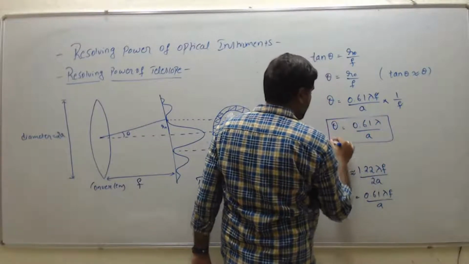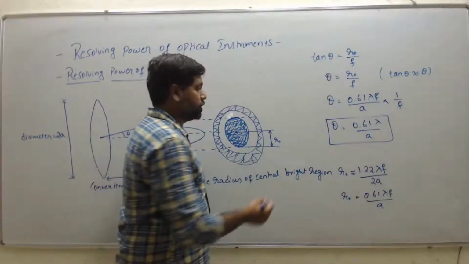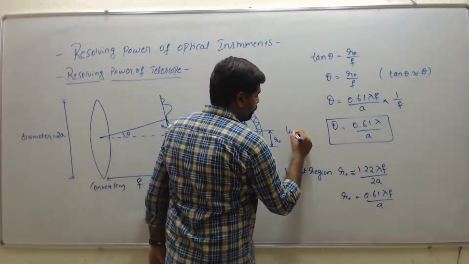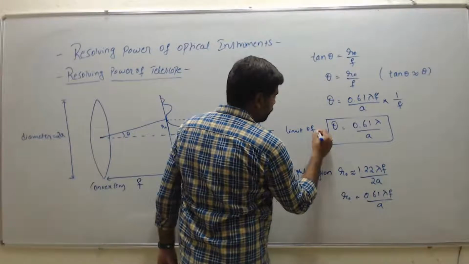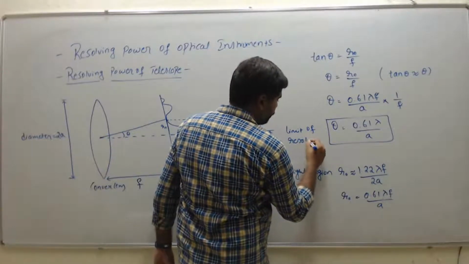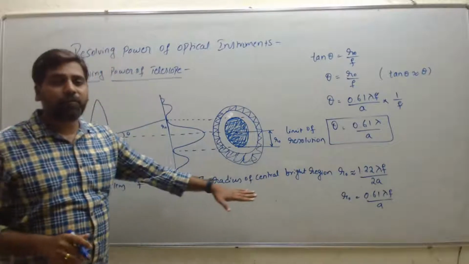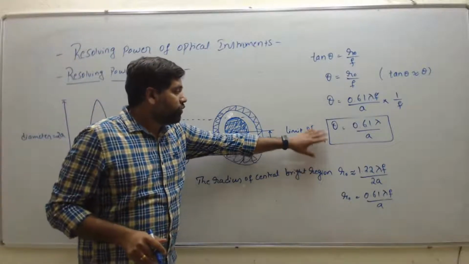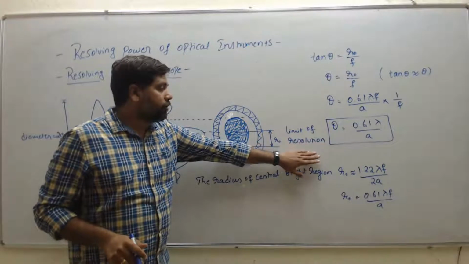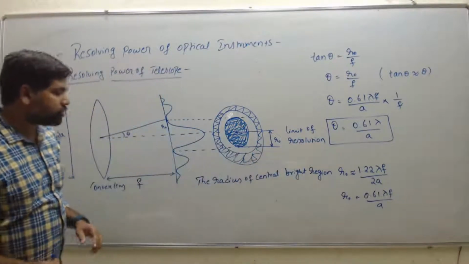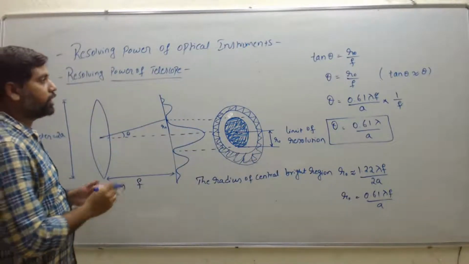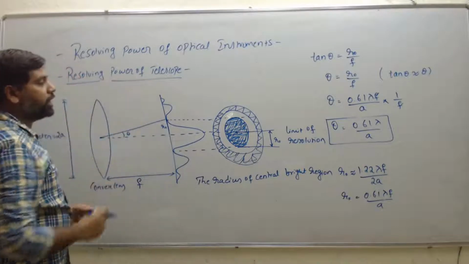This one is the limit of resolution. This theta represents the limit of resolution. Then by using the limit of resolution, we are going to define the resolving power of the telescope.